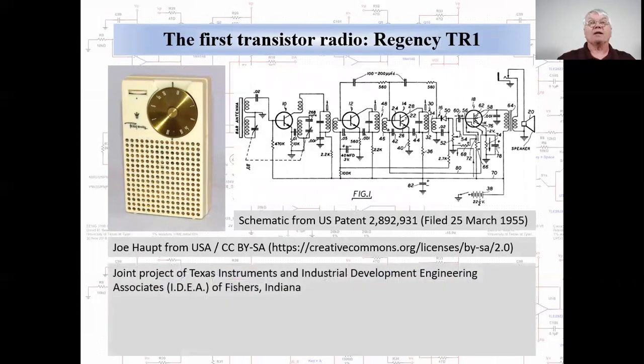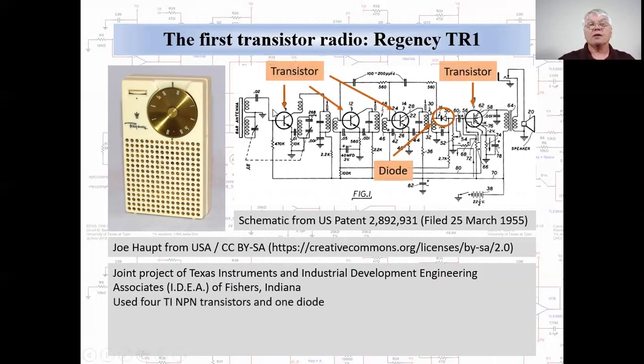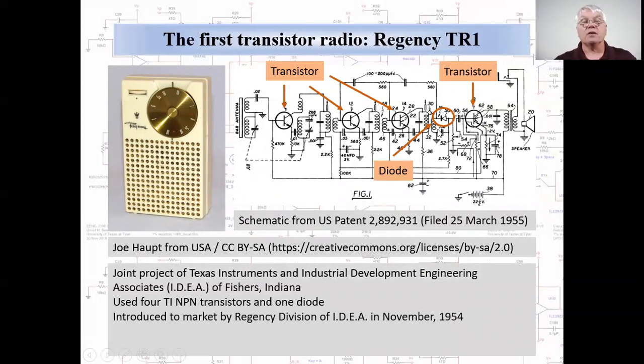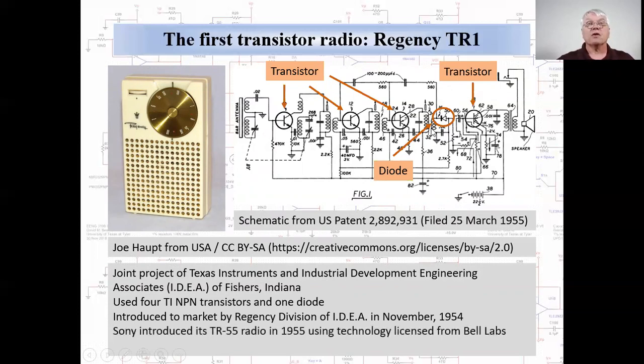It was jointly developed by Texas Instruments and IDEA of Indiana, and it was a vehicle for selling Texas Instruments transistors. The TR1 used 4 NPN transistors, designated here on the schematic, and 1 diode. IDEA first marketed the TR1 through its Regency division in November of 1954. Sony entered the transistor radio market in 1955 with its TR55. The Sony TR63 was introduced to the US market in 1957, and the manufacture of transistor radios rapidly shifted overseas.